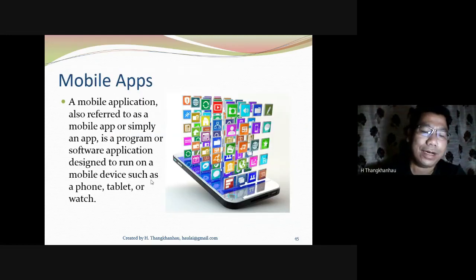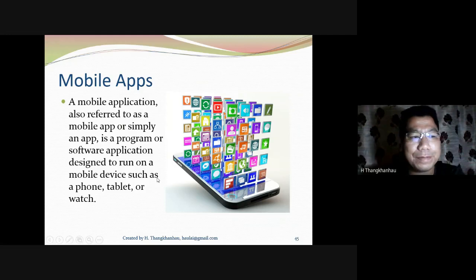Mobile apps. I think I don't need to speak about mobile apps because you are all familiar with mobile apps.